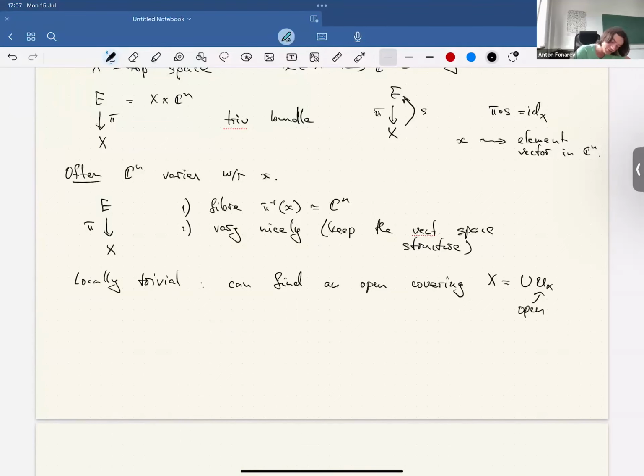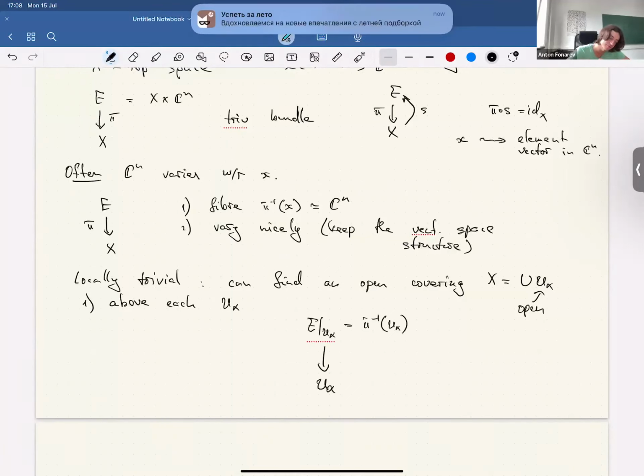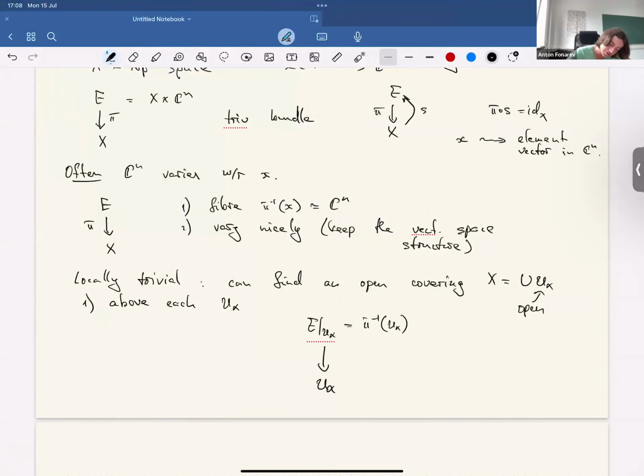And now there are two conditions. First, above each U_alpha, you have that E restricted to U_alpha, which is nothing but the full inverse image of U_alpha, with your projection to U_alpha, must be isomorphic to just U_alpha times C^n. Here you have the natural projection map p_1, the projection on the first coordinate, and here you have the identity map, and this diagram should commute. This is just a formal representation of what it means to be locally trivial.